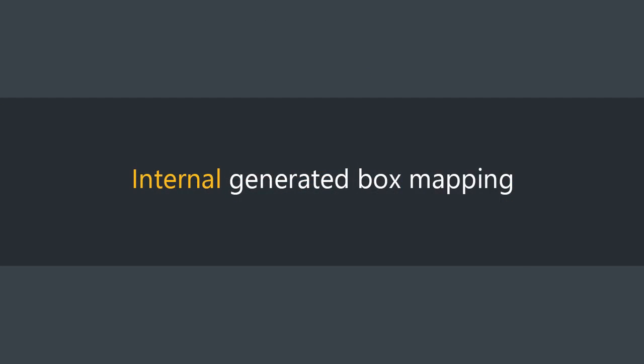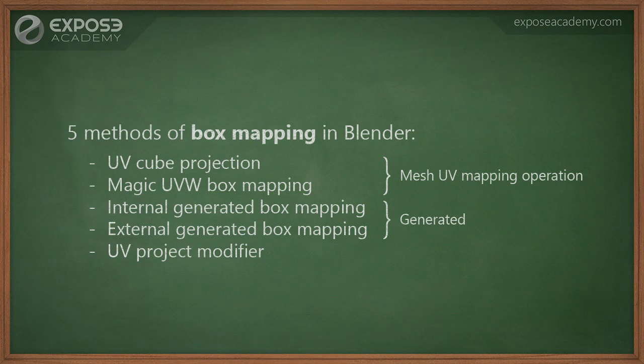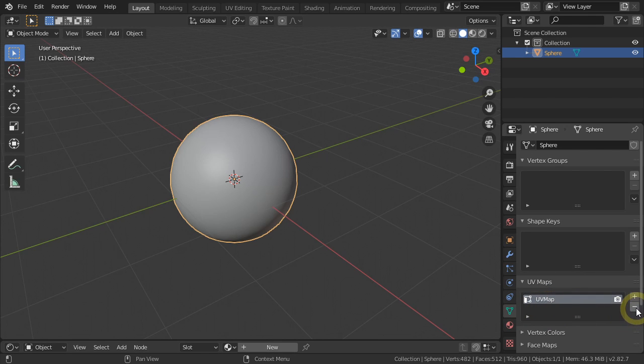The next method is the internal generated box mapping. Unlike the previous two methods, this method and the next method after this are generated methods, meaning the UV mapping information is not embedded in the UV map channel of the object. Instead, it is generated procedurally on the fly. So you can have an object without any UV map channel with these methods.